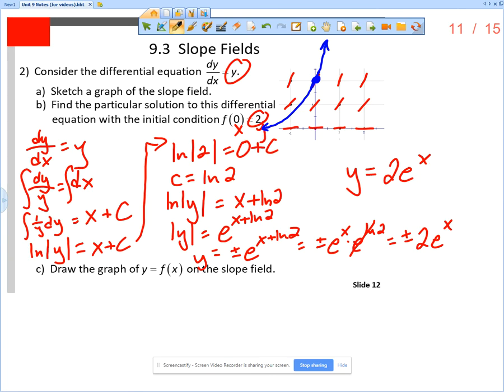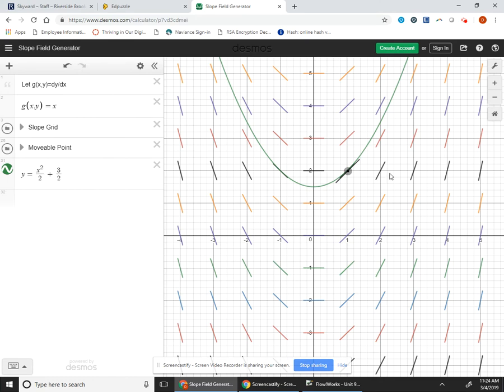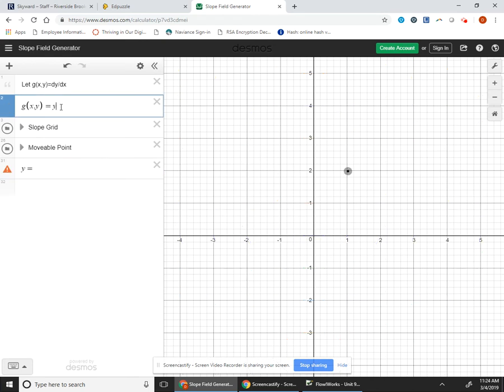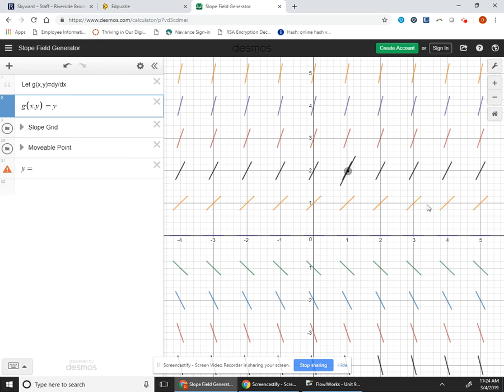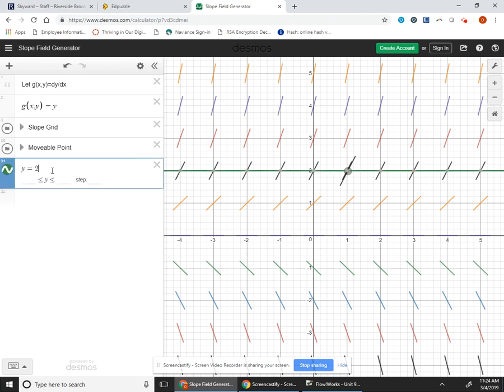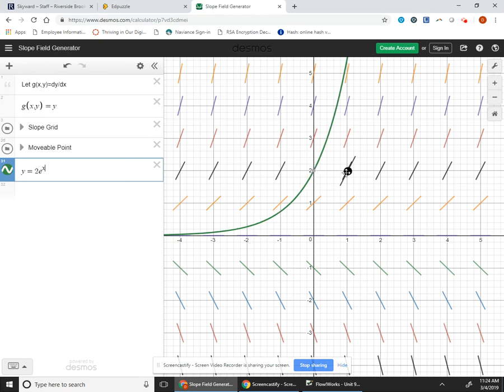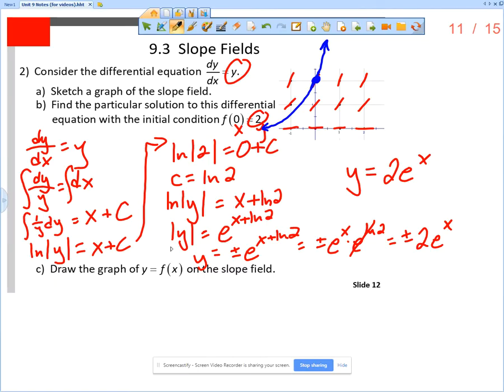All right, so now let's verify this with our slope field generator. I'm going to get rid of this real quick. All right, so dy dx equals y. Okay, so now you can see I have the slopes here of 1, slopes here of 2, slopes here of 3, 4, 5, and so on, slope of 0. All right, so now we graph this 2 e to the x. And I put the 2 e to the x there, and so you can see it goes through 0, 2, of course, and then the slopes are what they are. Okay, so that is example number 2.